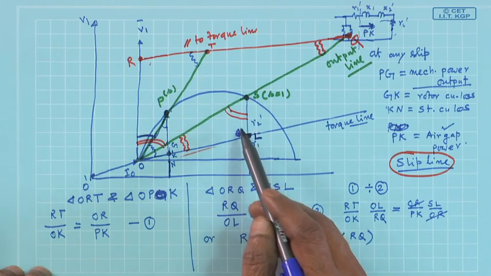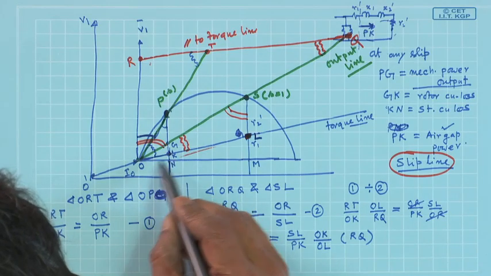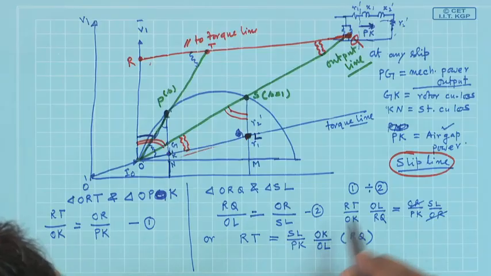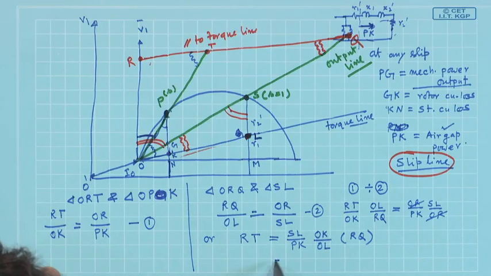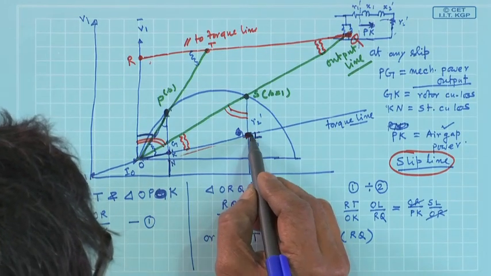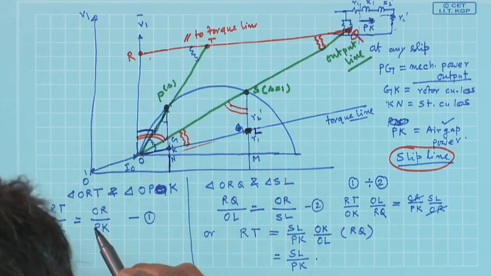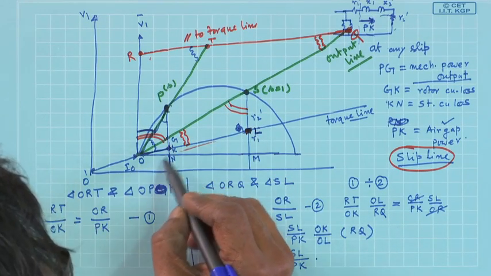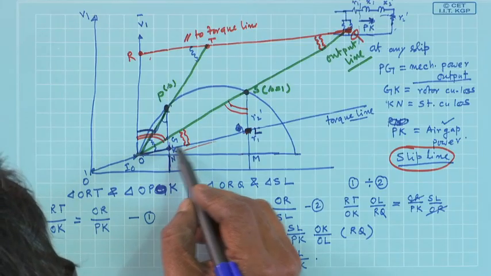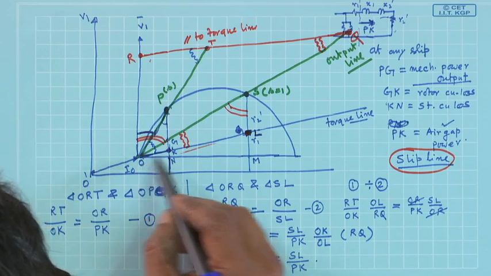SL is the, and OK by OL. Acha, OK by OL. Acha, you can write it like this. So this is equal to SL by PK, and then OK by OL, this length by this length will be same as, because these triangles are also parallel. So that is this triangle and this whole triangle is parallel.